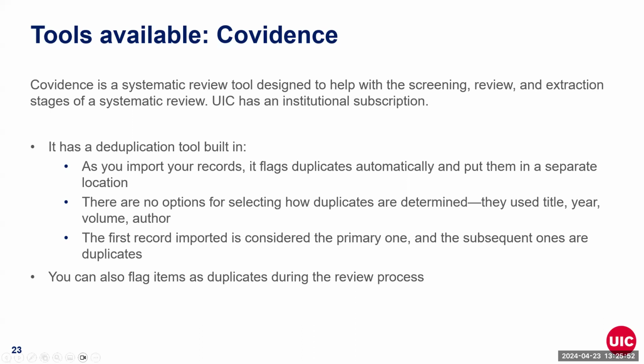They use title, publication year, volume, and author. The first record imported is considered the primary one, and the subsequent ones are considered duplicates. You can also flag items as duplicates during the review process. There is a specific tag, or option, that you can use to highlight those.